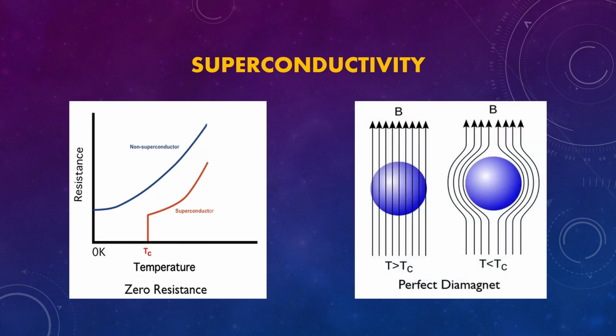Another interesting discovery regarding superconductors is the Meissner effect, where below a critical temperature, a superconductor doesn't allow any magnetic field to penetrate, hence behaving as a perfect diamagnet.